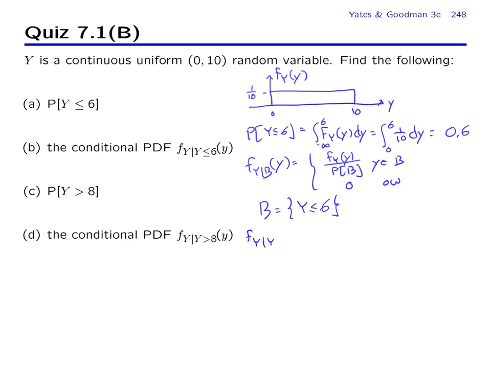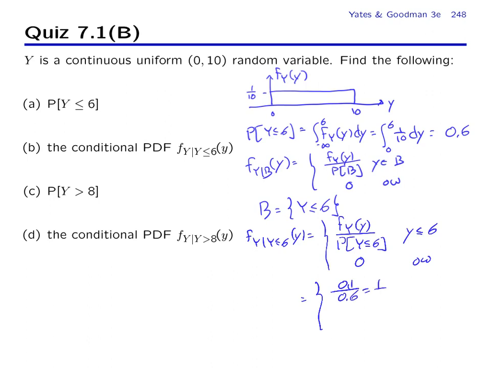The conditional PDF of y given y is less than or equal to 6 is equal to the PDF of y all over the probability y is less than or equal to 6, for y less than or equal to 6, and 0 otherwise. And this is equal to 0.1 divided by 0.6, i.e. 1/6, for 0 less than or equal to y less than or equal to 6, and 0 otherwise.